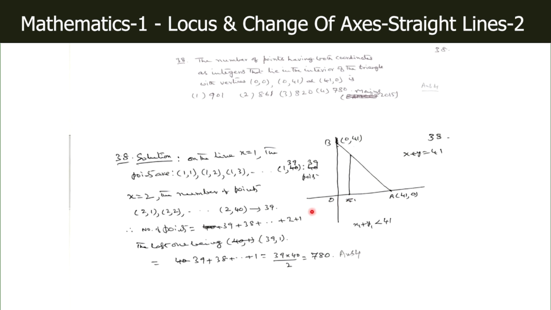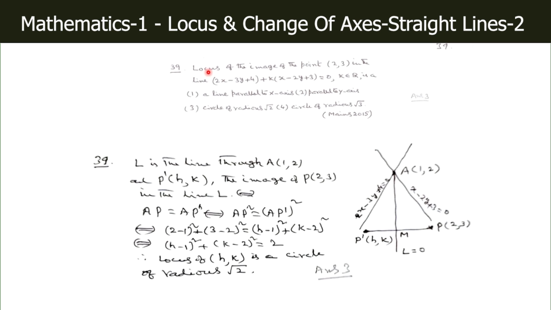So the total number of points which lie inside the triangle is 39 plus 38 plus 37, etc., plus 1, whose sum is simply 39 into 40 by 2, which is 780. So the correct option is option number 4. Remember that this was asked in Mains 2015.